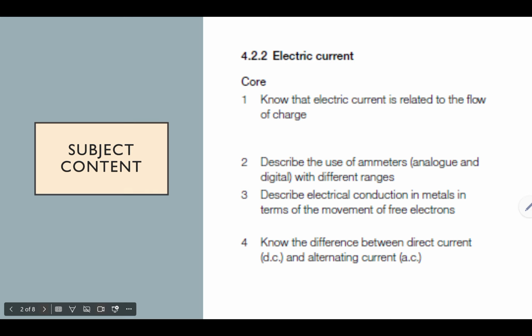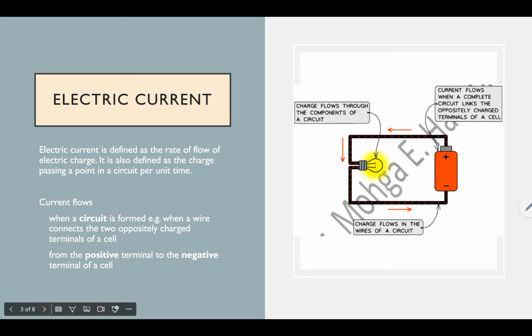In this lesson, we're going to know how electric current is related to charge, what are ammeters, what's electrical conduction, and the difference between direct and alternating current. An electric current is the rate of flow of electric charge. It's also defined as the charge passing a point in a circuit per unit time.